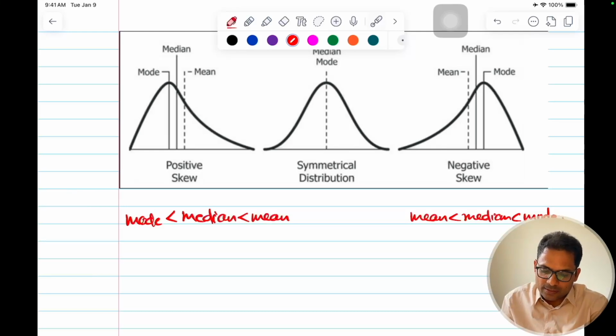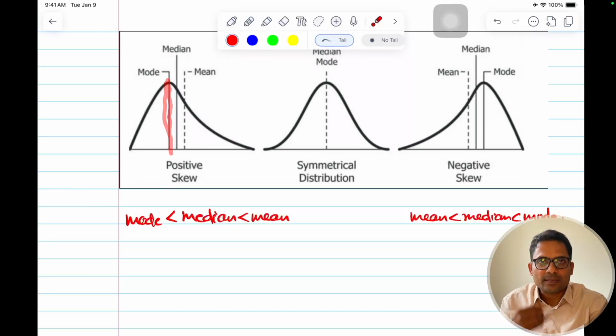Why? See, the mode, as I mentioned earlier, is the peak. That's the most frequent element, and therein the PDF will be the tallest. Around this number I have seen the most number of times, so the probability of that number is the highest, and that's where we have the peak. In the positive skew, the peak is on the left. So my mode is on the left, that's the least value.